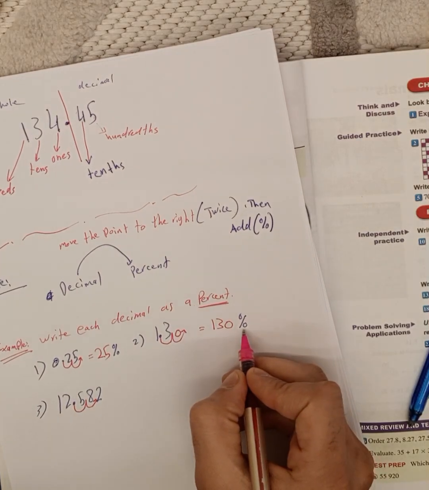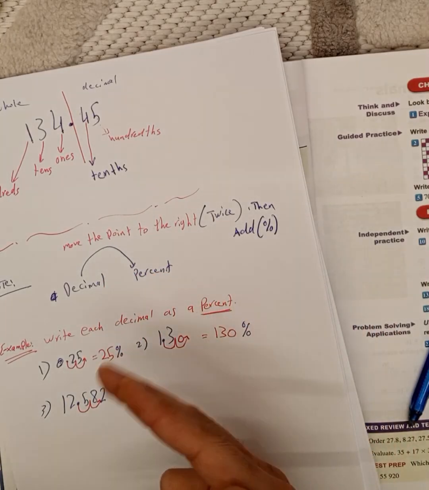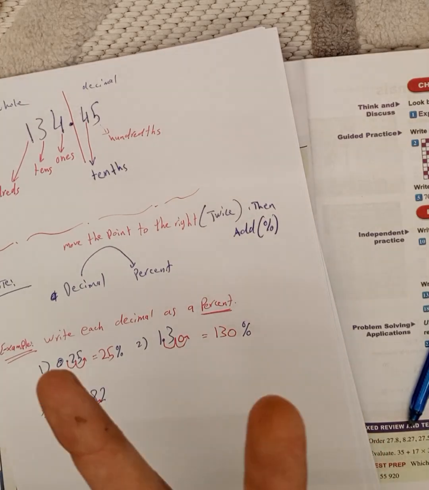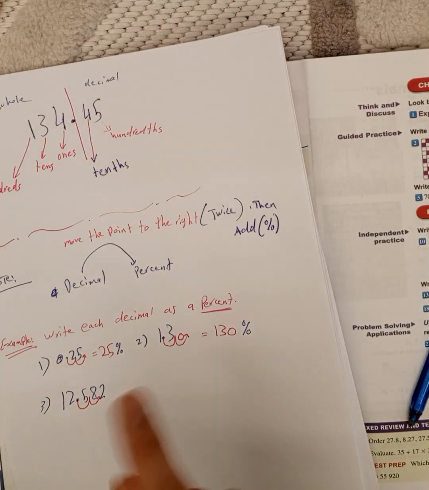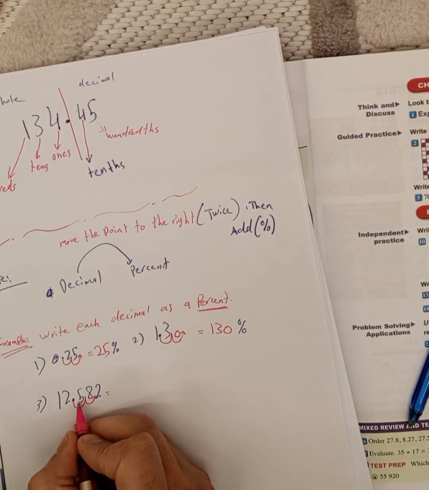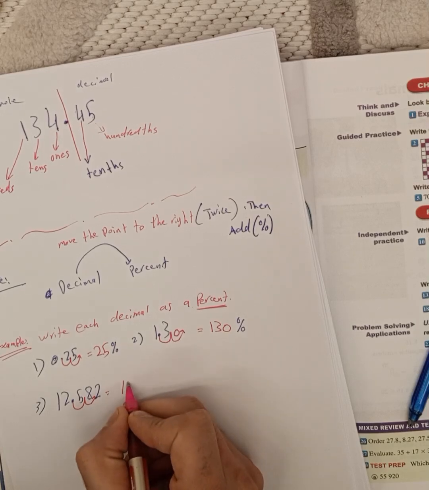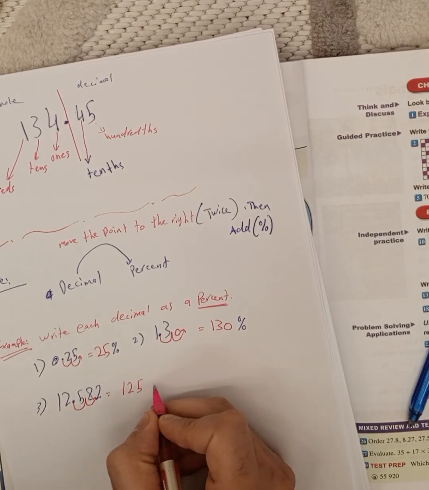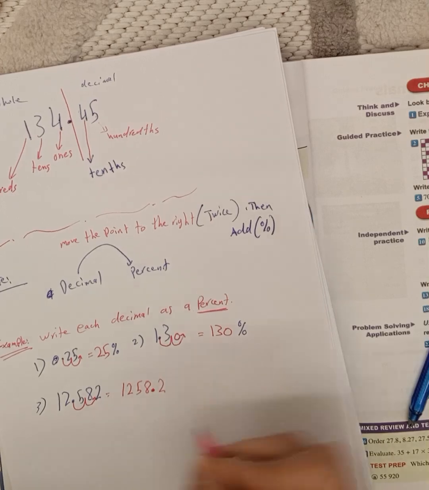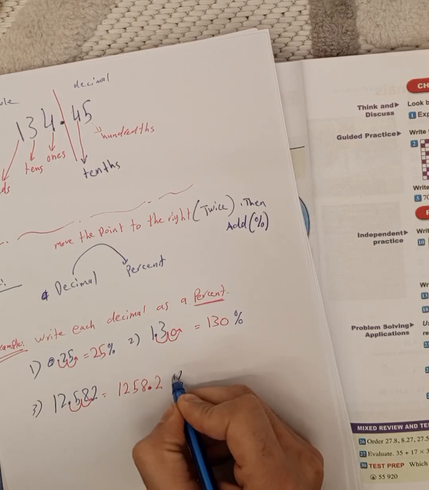Because percent means hundreds. In hundreds we have two 0s. So that's why we're going to move the point to the right twice. Now the point between 2 and 5 is moving between 8 and 2. So 1, 2, 5, 8.2%. Right? Do not forget to write the percent symbol.